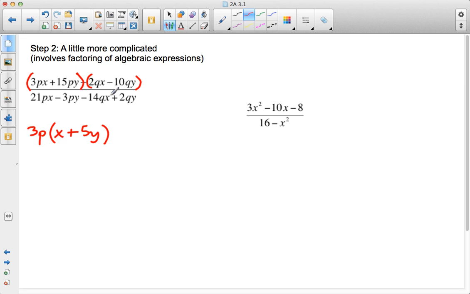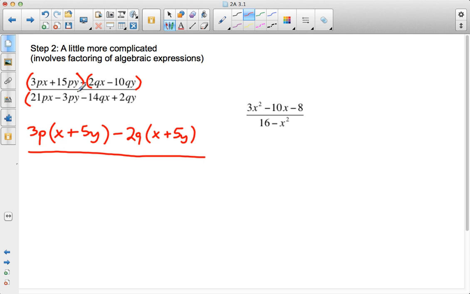Now in my next term, I see I have a negative 2qx and a negative 10qy. I can factor out a negative 2q, and it looks like I'm left with an x plus 5y. Now let me look at the denominator.